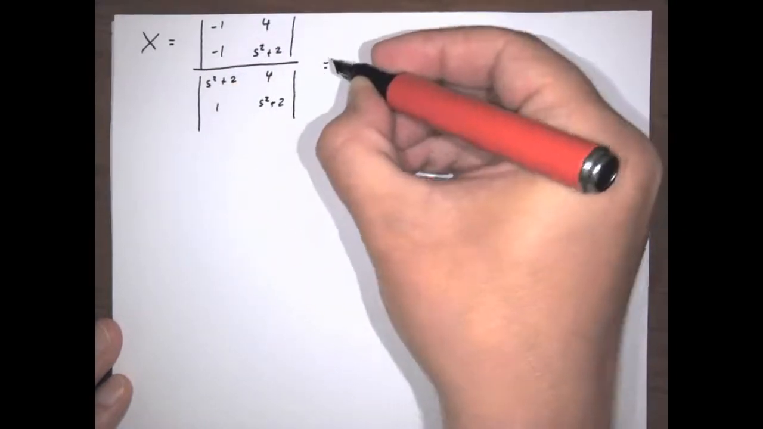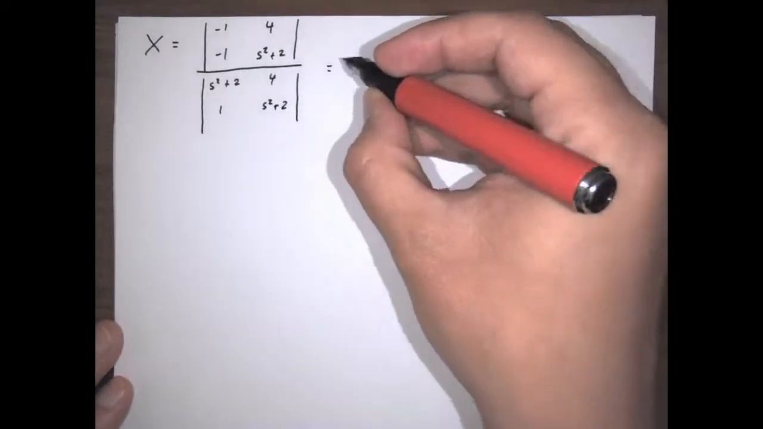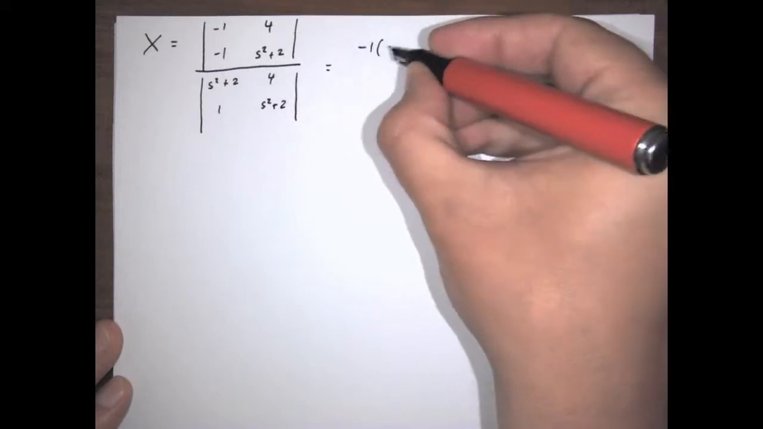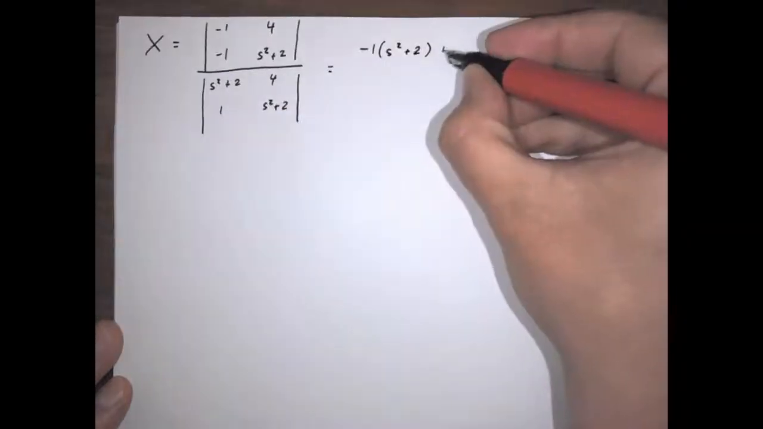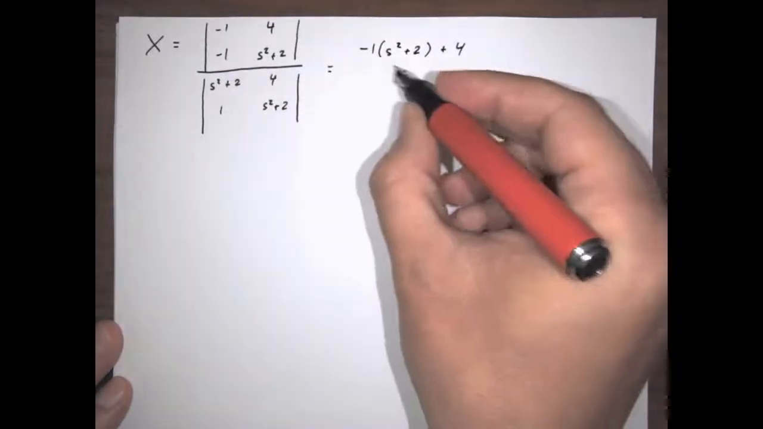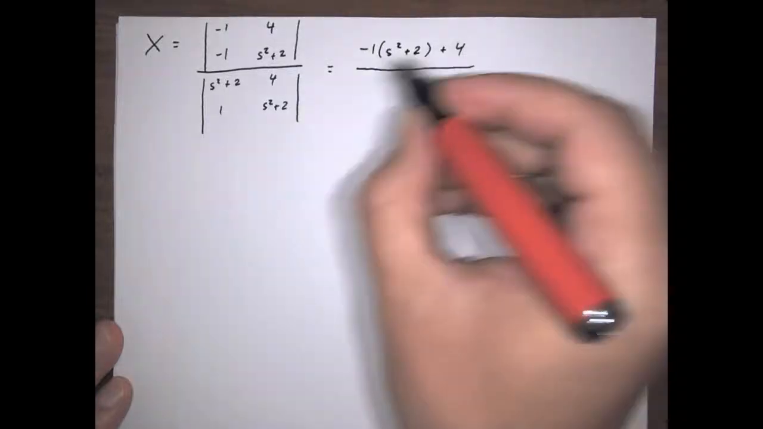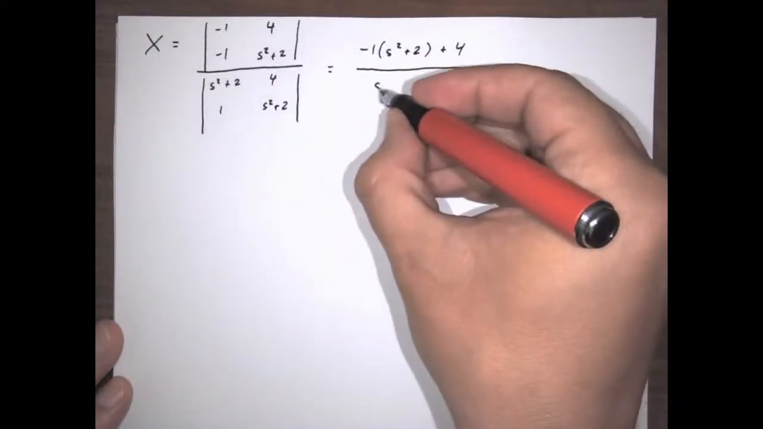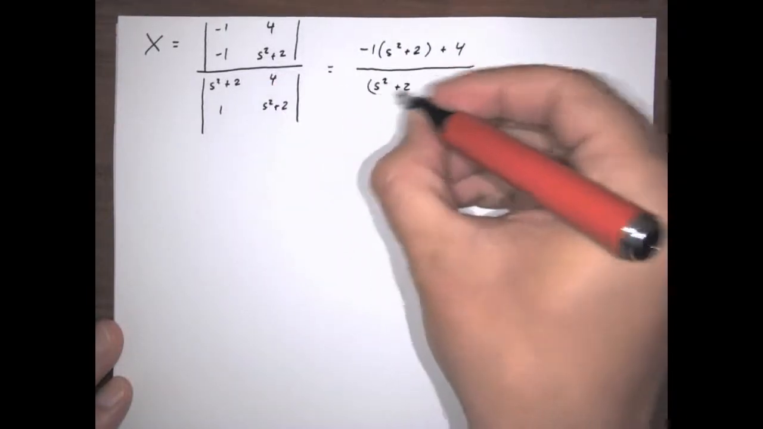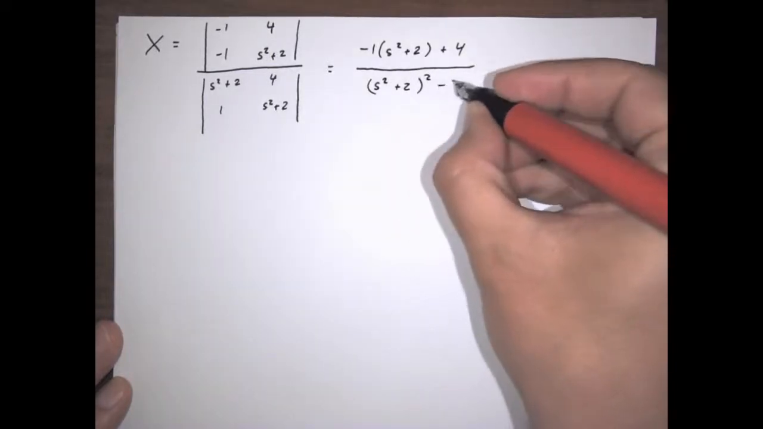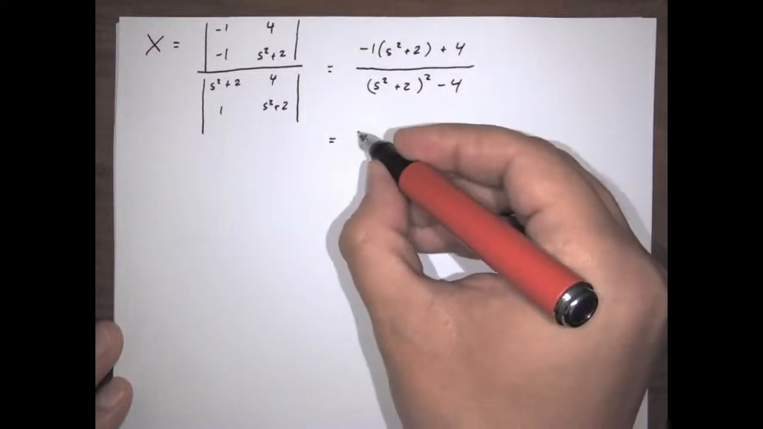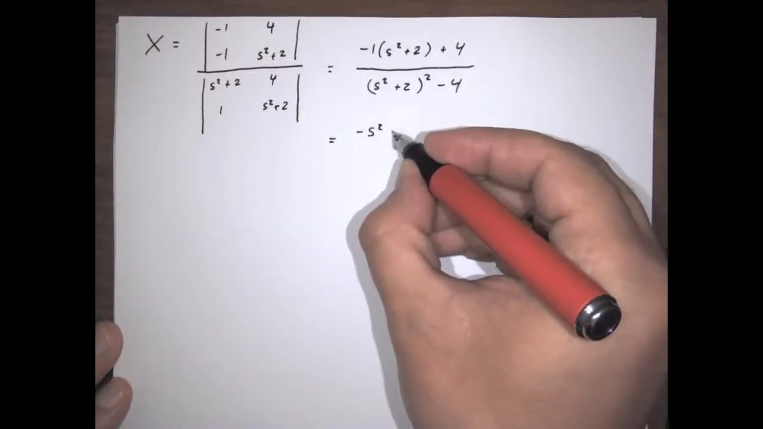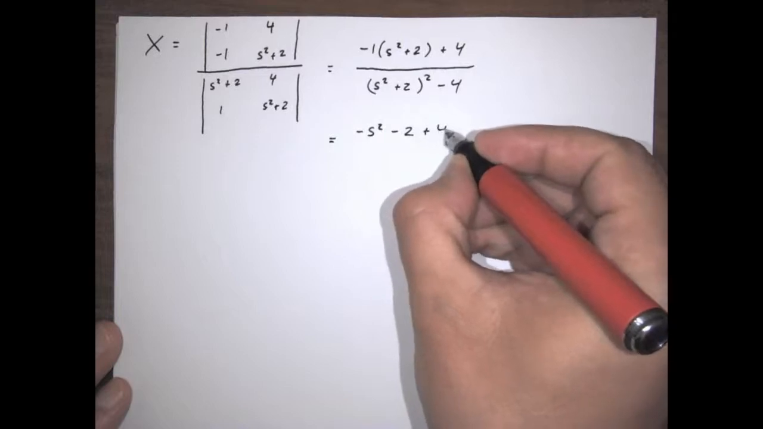Now here we're about to see where the original mistake happened. So up on the top, when we take that determinant, it's going to be -1 times s squared plus 2, and then plus 4 minus -4. On the bottom, what we're going to have is s squared plus 2 times s squared plus 2, all minus 4. And so up on the top, that's going to be -s squared minus 2 plus 4.